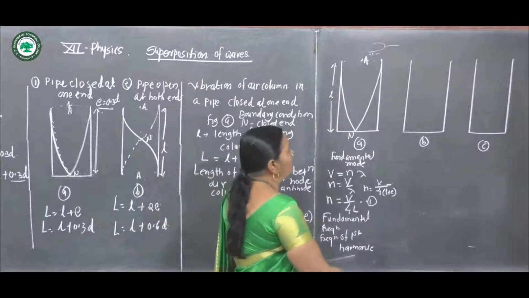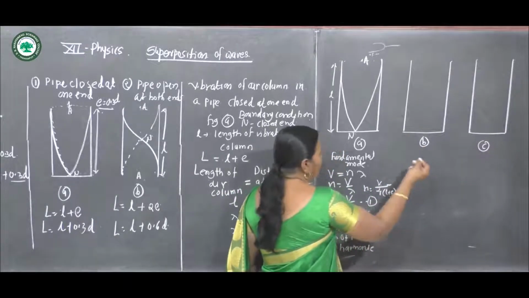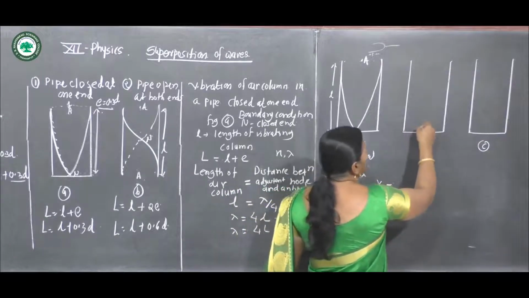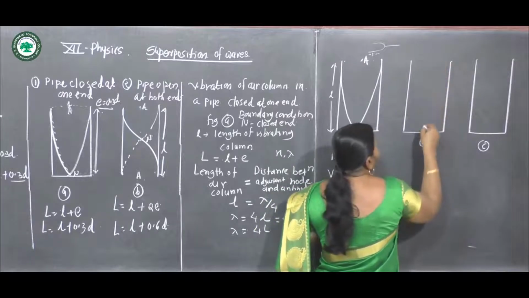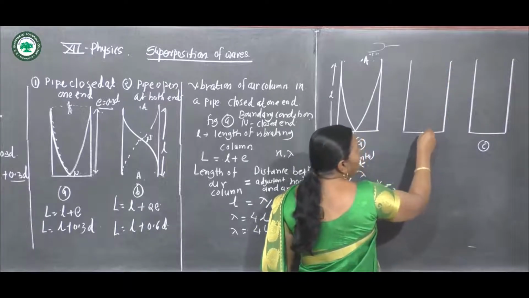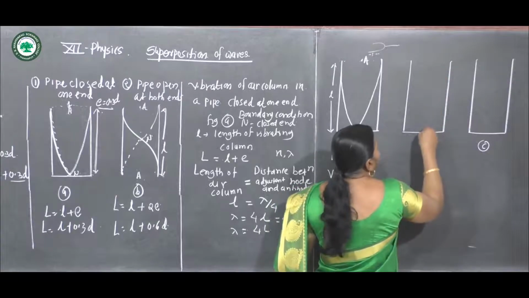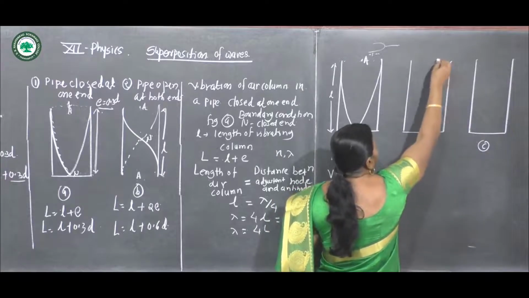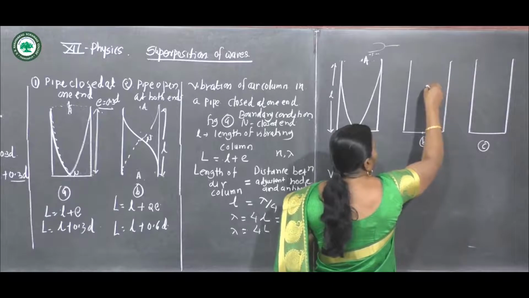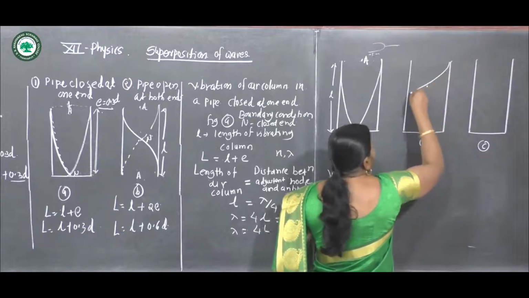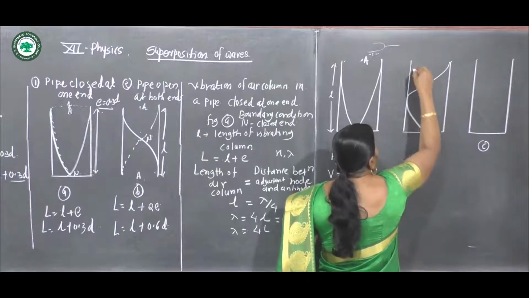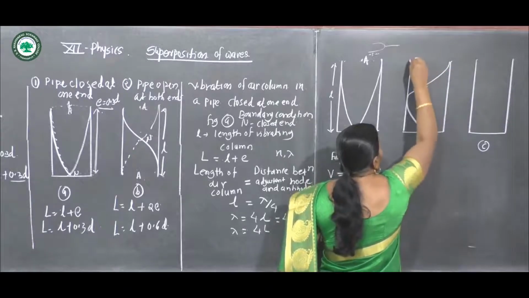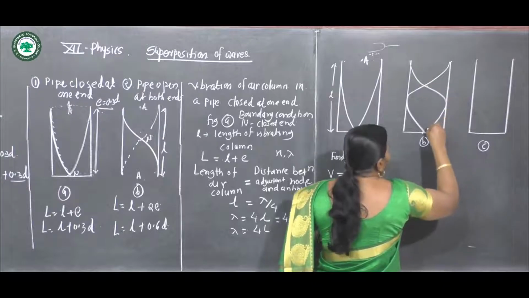Now in figure B, there is a second mode. We know there is a node at the closed end and antinode at the open end. Now here we consider such a type of wave, this is the incident wave and it is reflected, the reflected wave is like this.